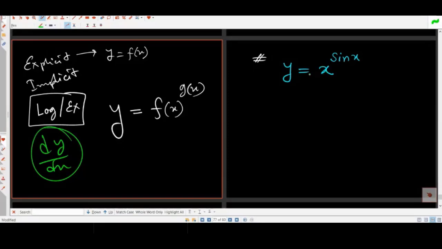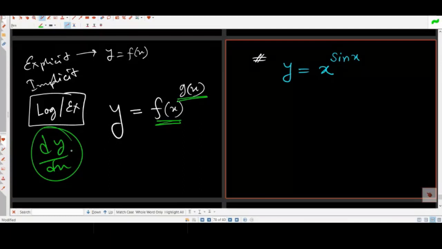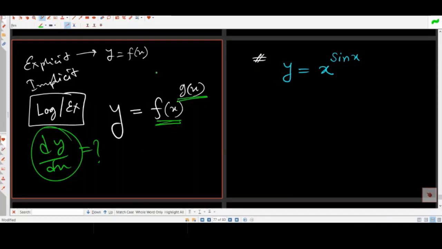It is of the form f of x power g of x. So whenever we have this type of form, be sure that this type of functions are called logarithmic or exponential functions. Logarithmic function is the inverse of exponential function. Exponential function is the inverse of logarithmic function. But the thing is, how can we find the derivative of this type of functions?